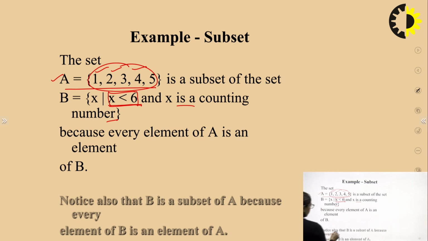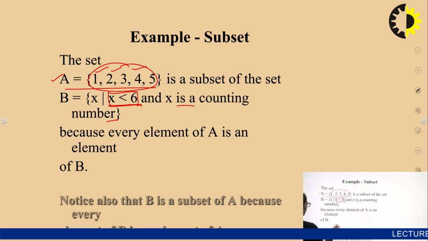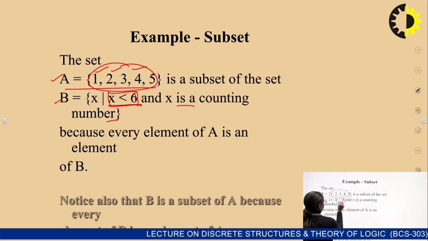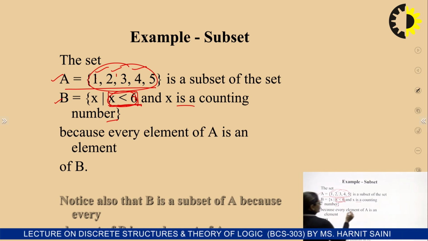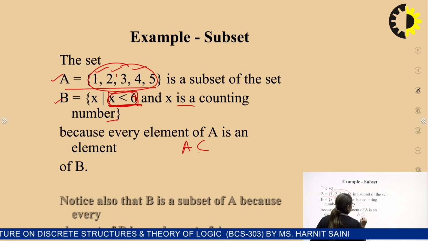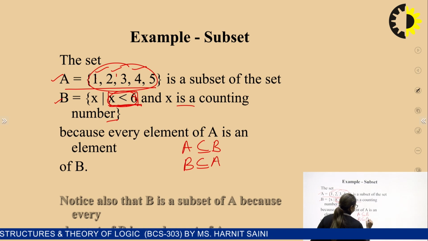Notice also that B is a subset of A, because every element of B is an element of A. We can say that if you take it reversibly, B is x less than 6, any element less than 6, and here in A if you check, you can see that all these elements that are satisfying this condition are present here, right. So we can say that A is a subset of B and B is also a subset of A, right.